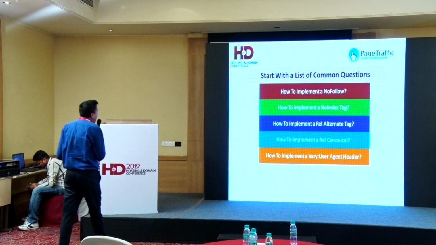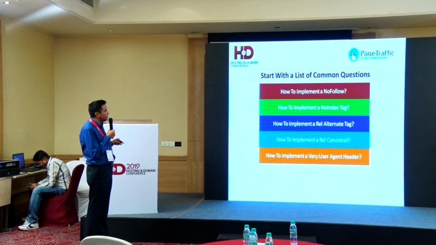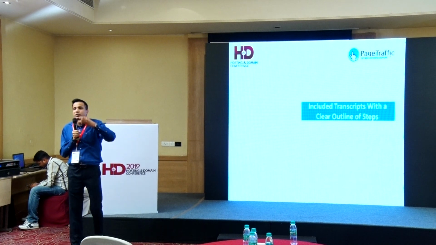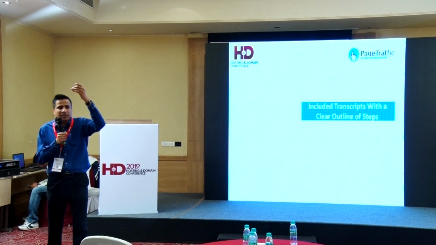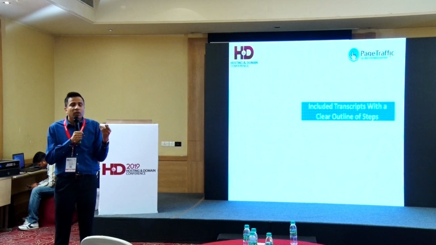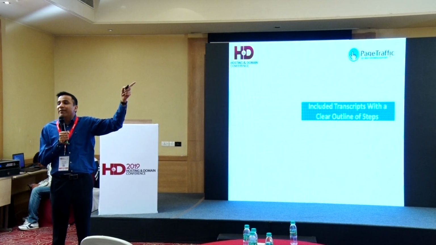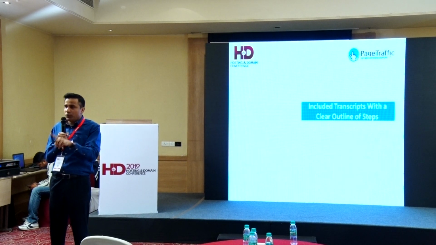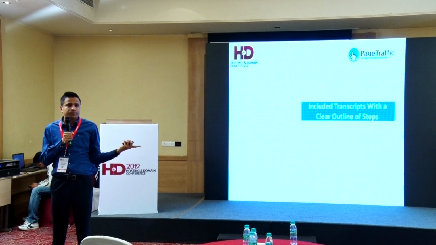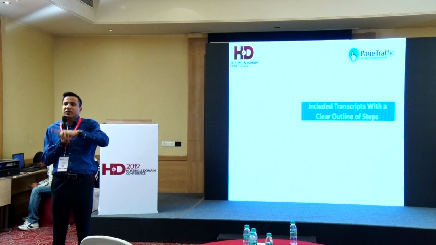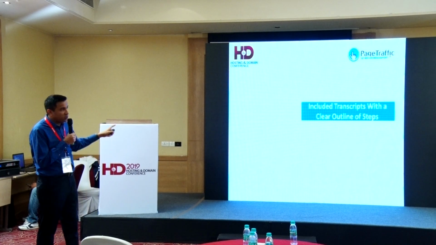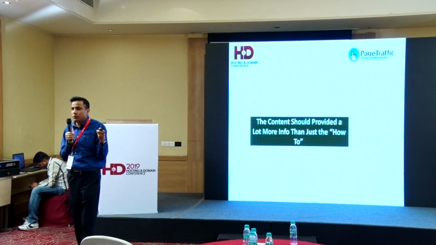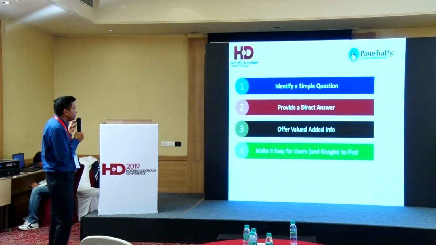Just an example: how to implement a nofollow, how to implement a noindex tag. These are some of the questions you could have. If I have a question and the answer just comes in a paragraph, that's not good. Now again, going back, if I have a question and it is under a list mode, that is good for 2 things. Not just for featured snippet, but also for rank, right? As we discussed, it's important that your dwell time increases. So this becomes important. The content should provide a lot more info than just the how. You just can't have the how and think it will be ranking.